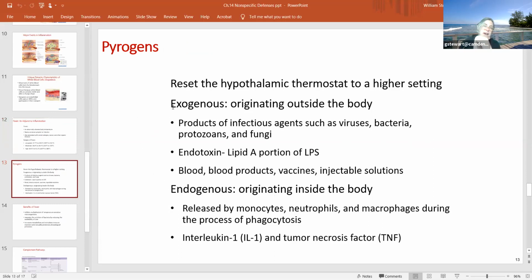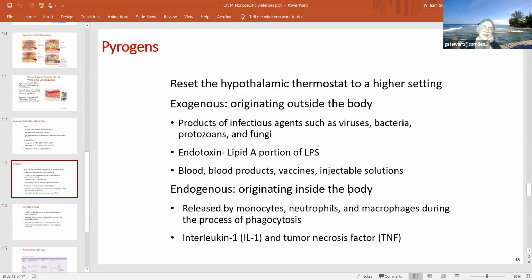And those are going to be divided into, of course, things that come from outside the body, exogenous pyrogens, and endogenous. These, I think, we think of pretty easily, right? So these are going to be triggered by the bacteria, virus, fungus themselves. I listed specifically here endotoxin, the lipid A portion of LPS. Again, back to chapter 13, and also if you think all the way back to chapter 4 when we talked about the various compounds that are in the bacterial cell wall.